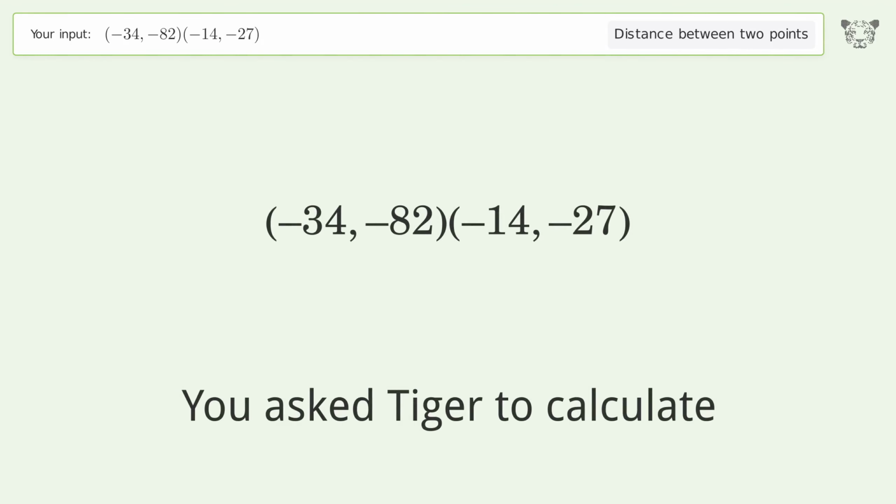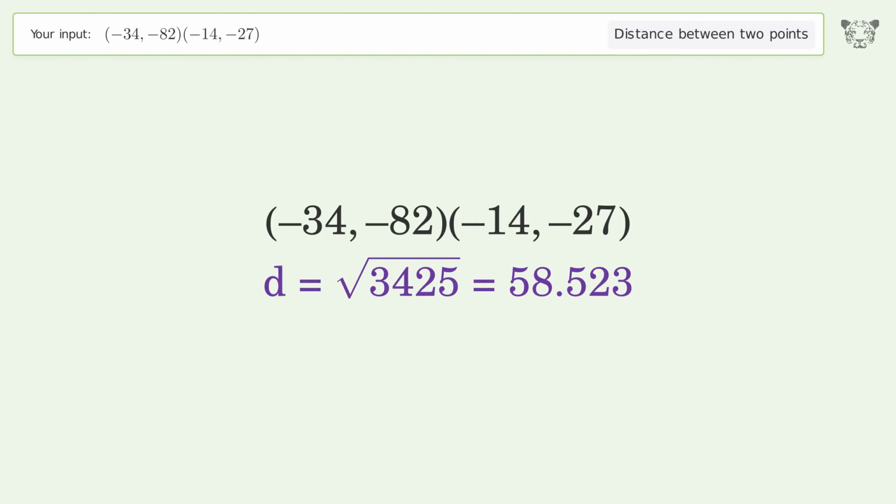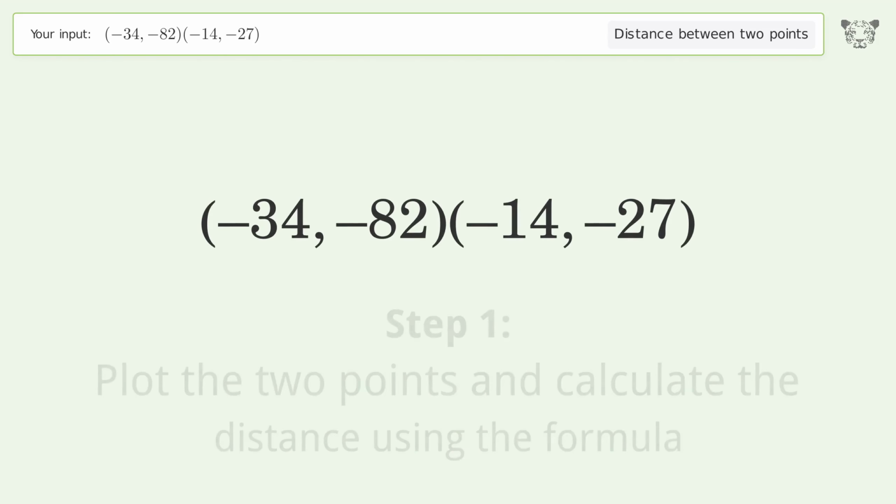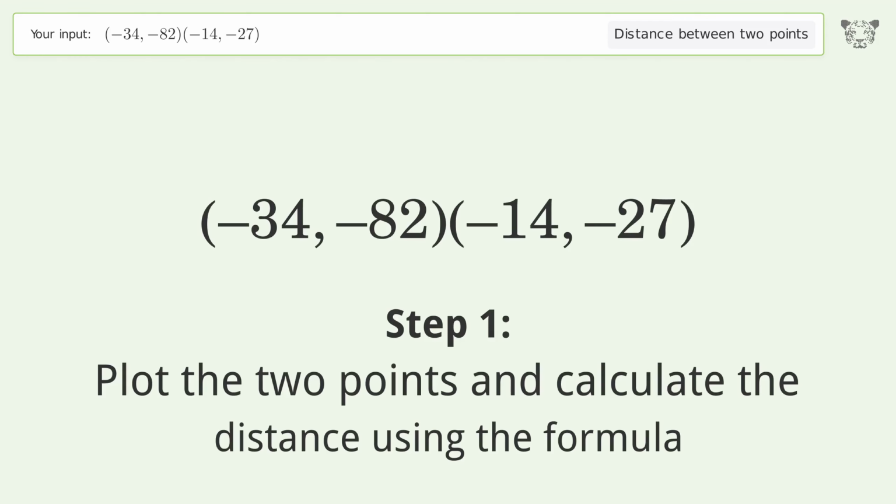You ask Tiger to calculate. This deals with the distance between 2 points. The distance between the 2 points is the square root of 3,425 or 58.523. Let's solve it step by step. Plot the 2 points and calculate the distance using the formula.